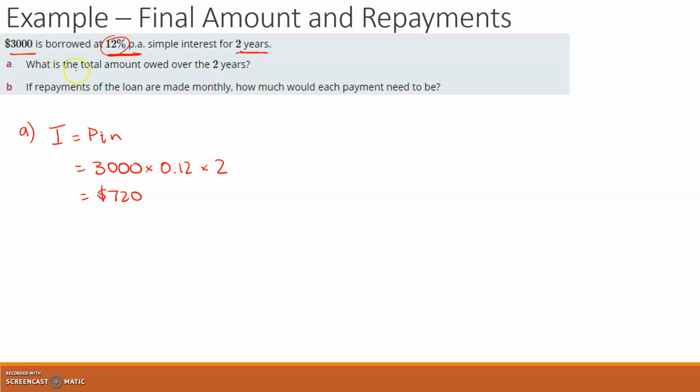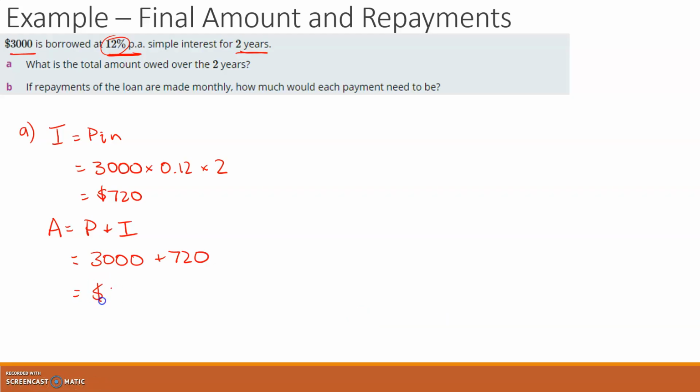But part A actually asks us, what is the total amount owed over the 2 years? So that means I need to find the final value of this loan. So that's P plus I. A equals P plus I. And in this case, the principal was $3,000 and the amount of interest earned was $720. So therefore, the final value of the investment is $3,720.